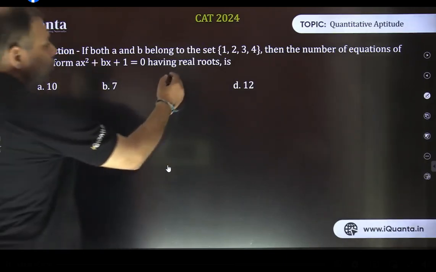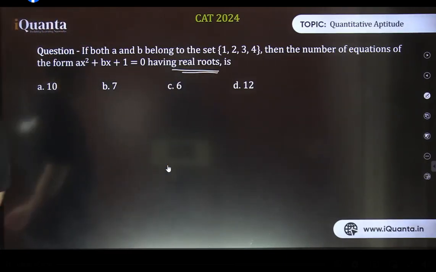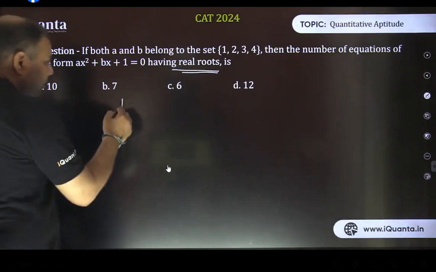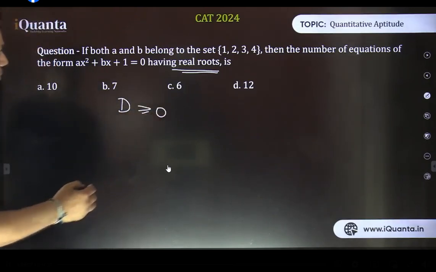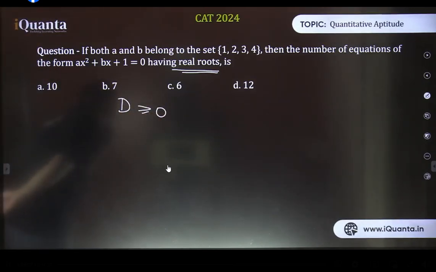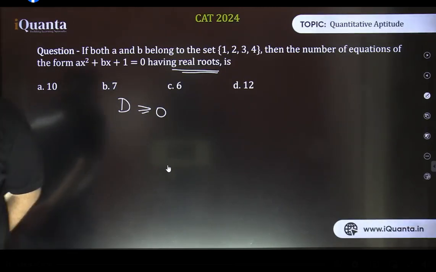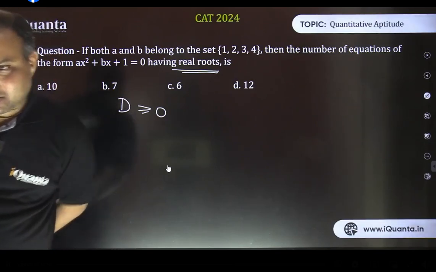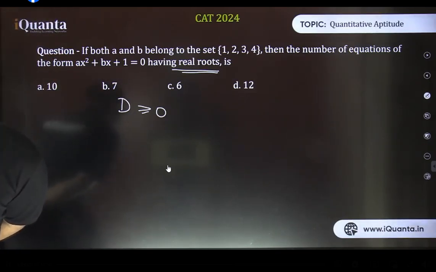Again, the condition is the same. We want to have real roots. And you know that for real roots, the discriminant D must be greater than or equal to 0. Okay, the answer is 7. Good. B. Excellent. Many of you have got the answer. And because all of you are getting the same answer, I suspect that must be right also. That's excellent.